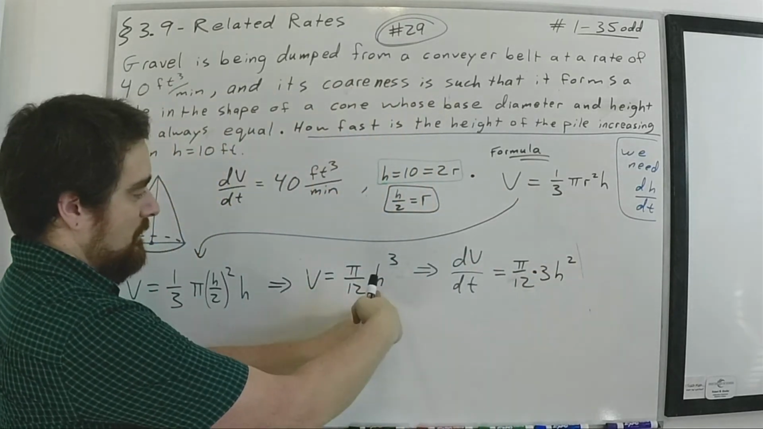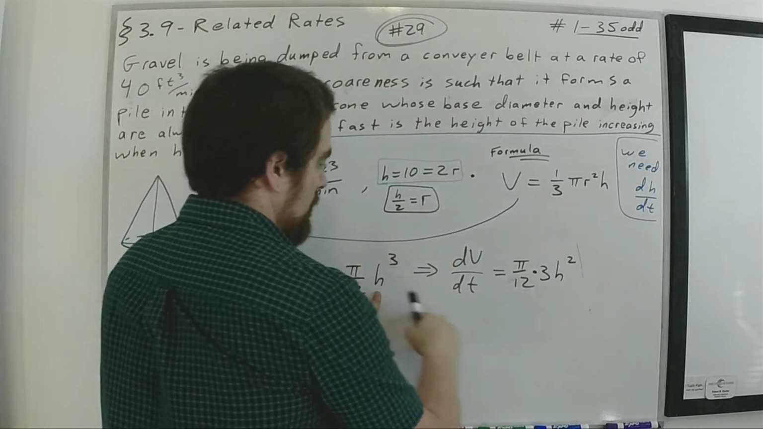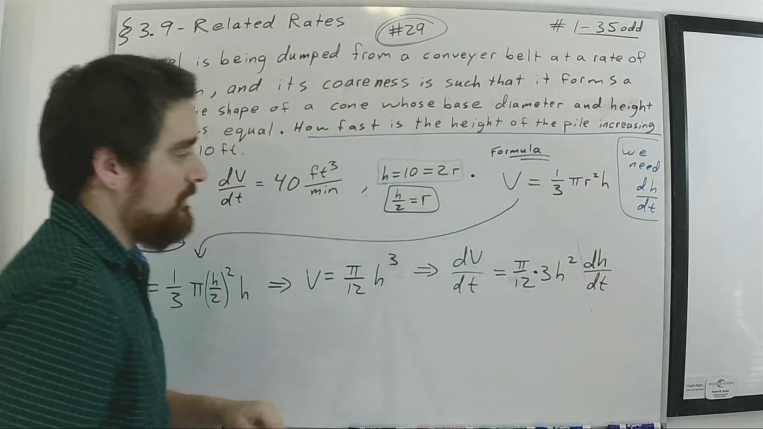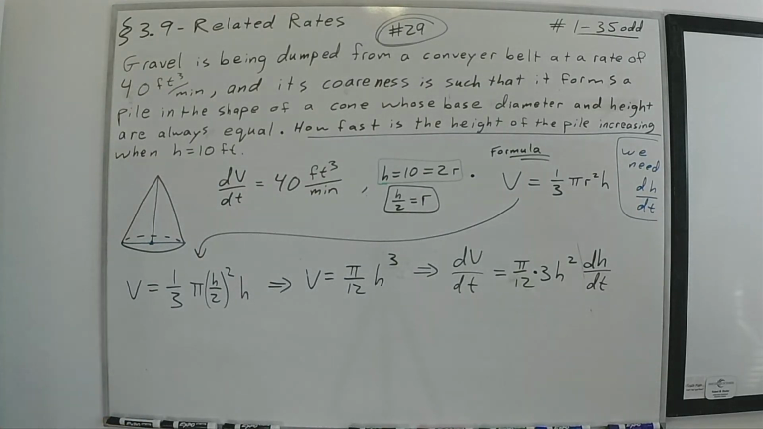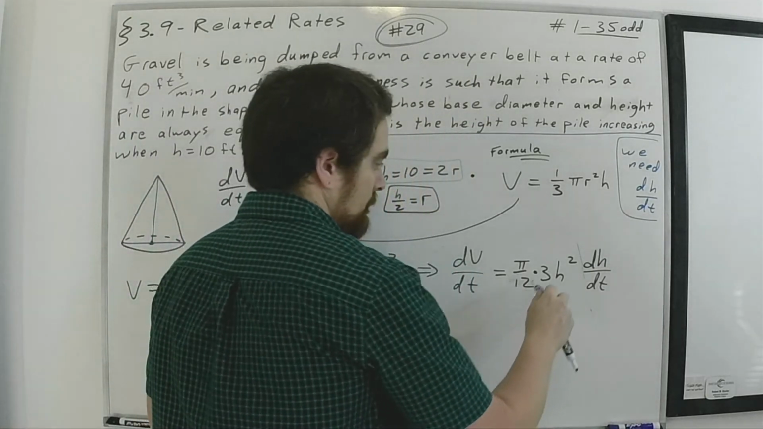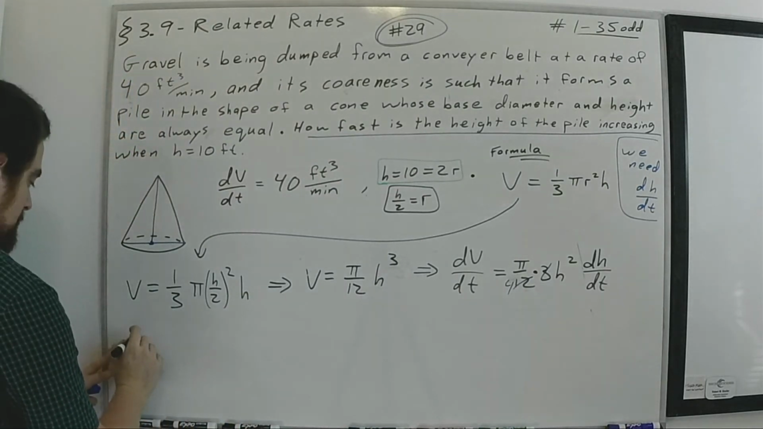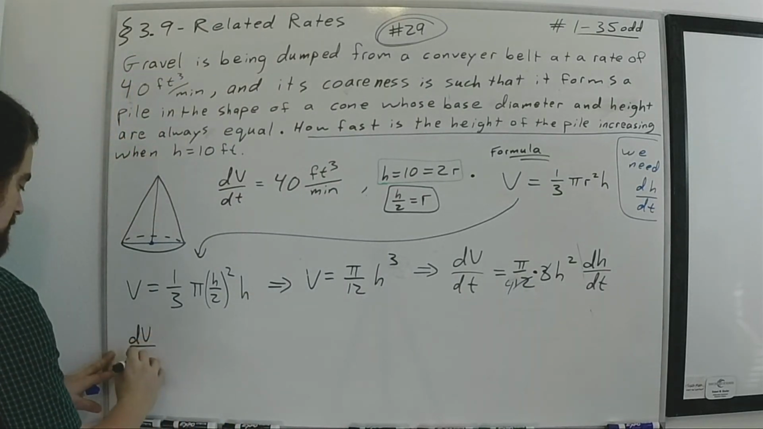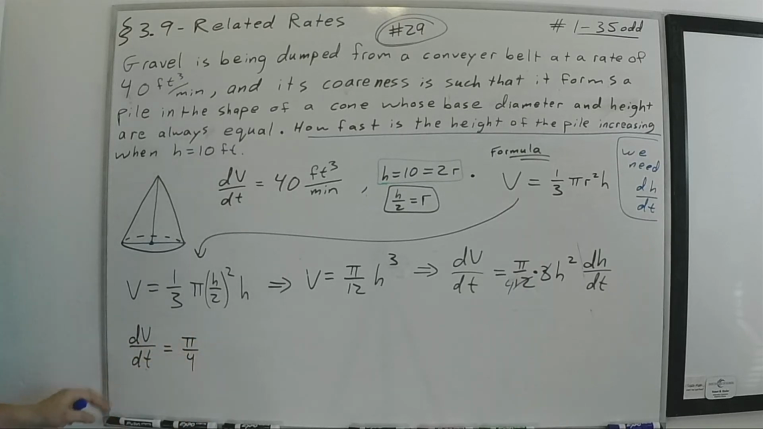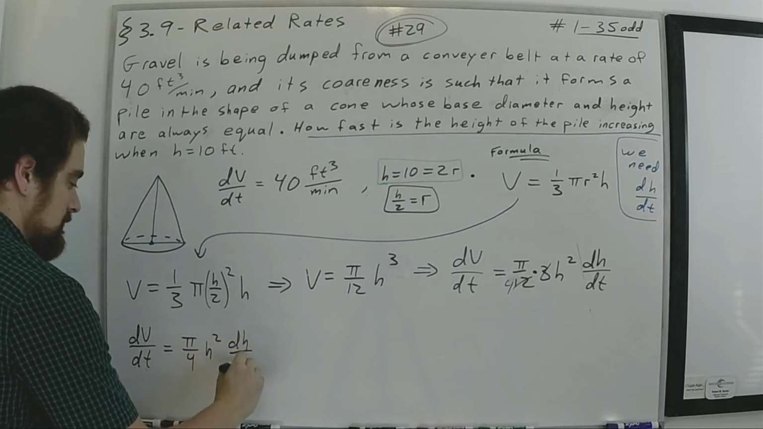chain rule. 3 comes down. h is my inner function that just gets copy and pasted, but I have to reduce the power by 1. Now chain rule says I have to multiply by the derivative of that inner function h of t. Well, that is h prime, aka dh/dt. So I can reduce that just a little bit, and that 3 goes into 12 4 times. So dV/dt is equal to pi over 4 times h squared times dh/dt.